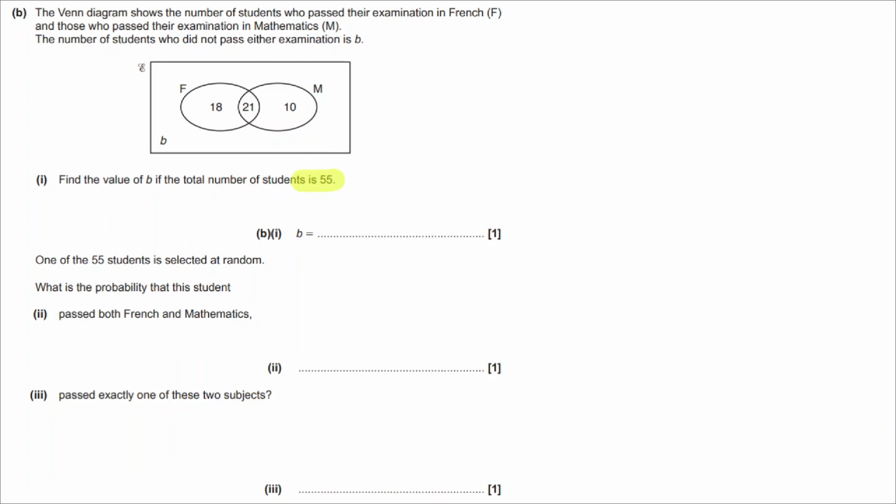So let's make a note of that. 18, add 21, add 10, add that one will give you 55. If we add these ones together, that's going to give you 49. So 49, add B will give you 55. So B must be equal to 6, because 49 add 6 gives you 55. So B must be 6. Let's check that on the mark scheme.